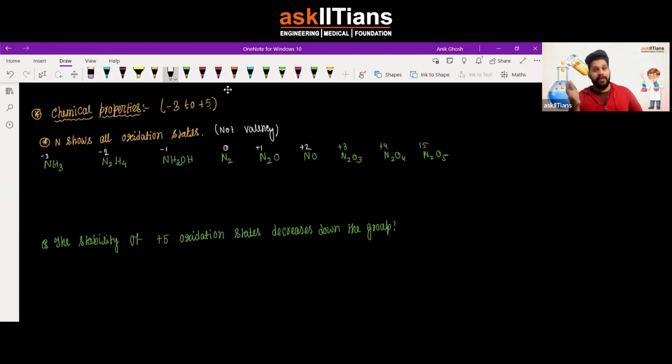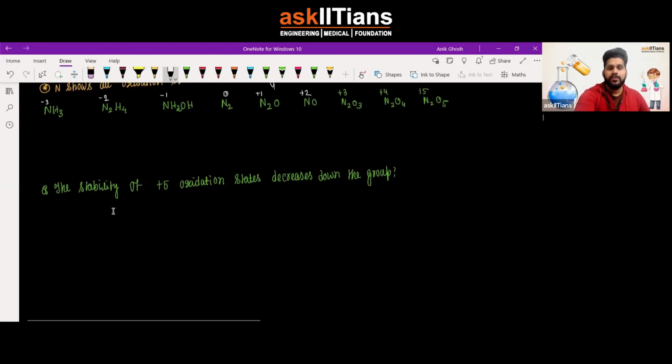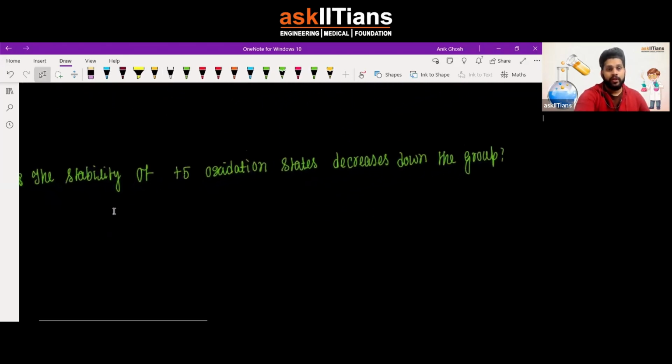So +5 can be achieved by the oxidation state method for nitrogen, but that is not the valency. Valency for nitrogen can go up to +4, not +5. Now, the stability of the +5 oxidation state decreases down the group.